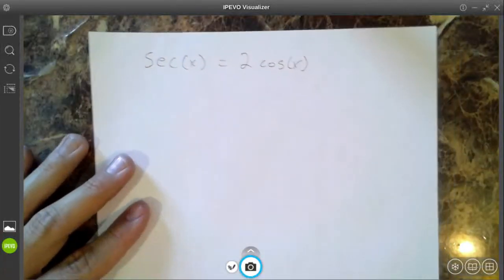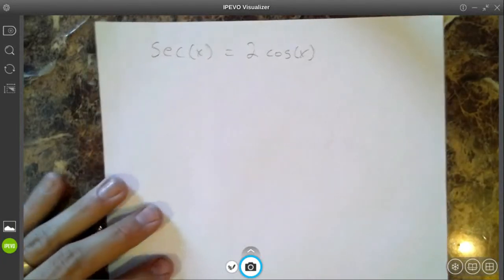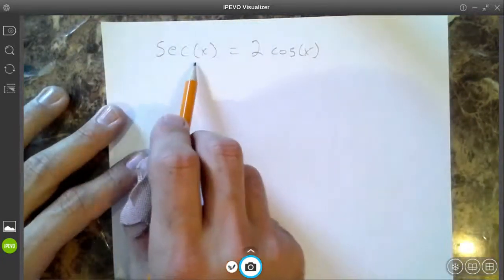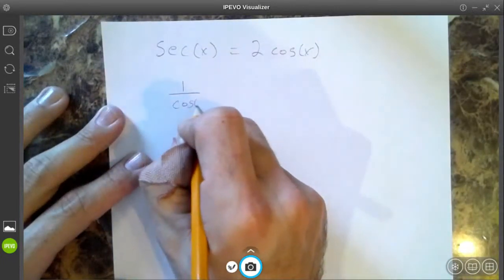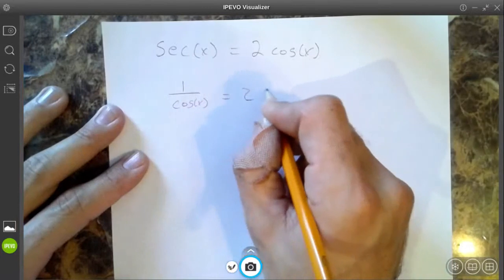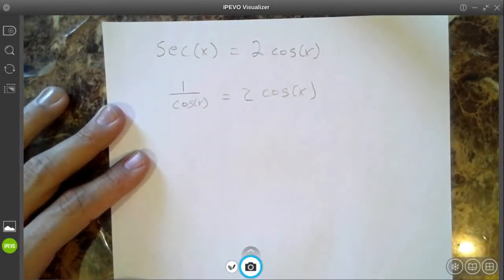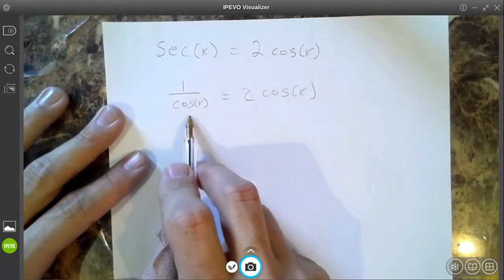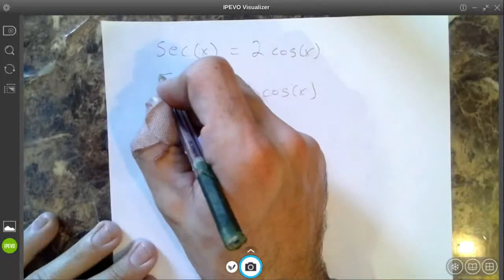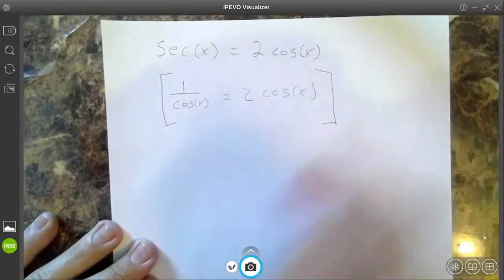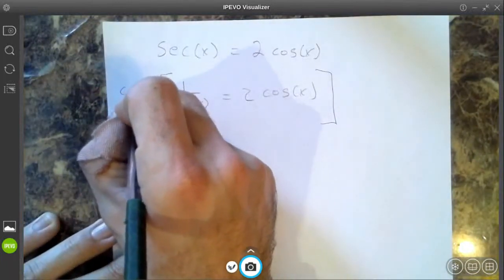Alright, so in this video, we're going to use one of the reciprocal trig identities to solve this. Instead of secant of x, I'm going to think of that as 1 over cosine of x. Now I'm going to get rid of that cosine in the denominator. I'm going to clear the denominator out here, a popular technique so that you don't have to deal with fractions. I'm going to multiply the entire equation by cosine of x.